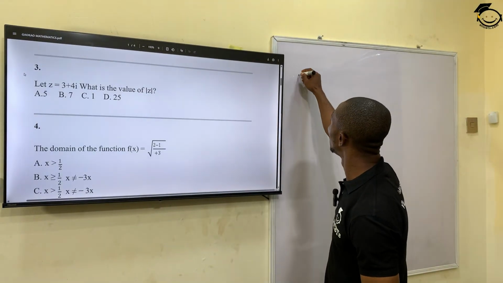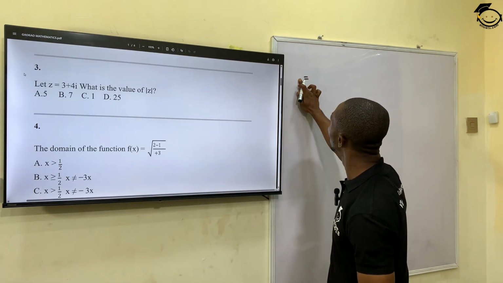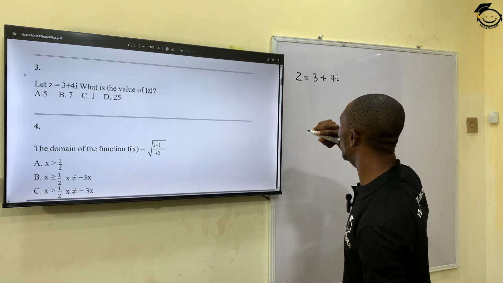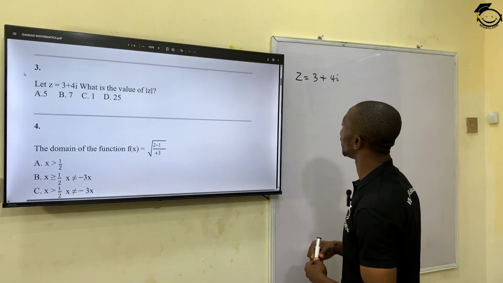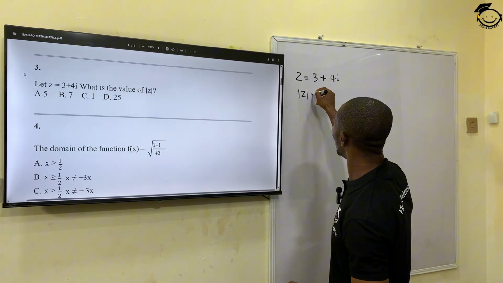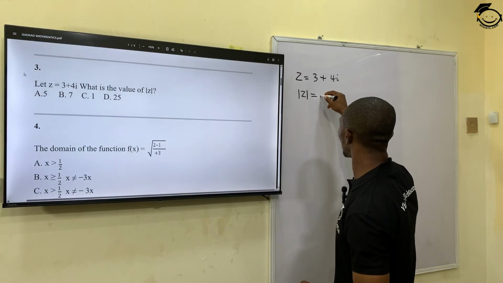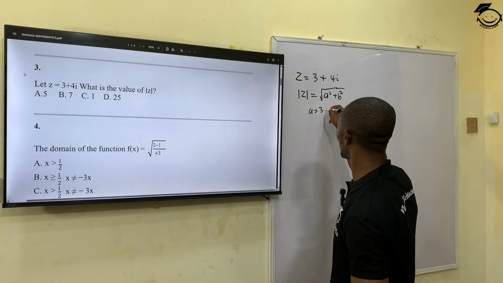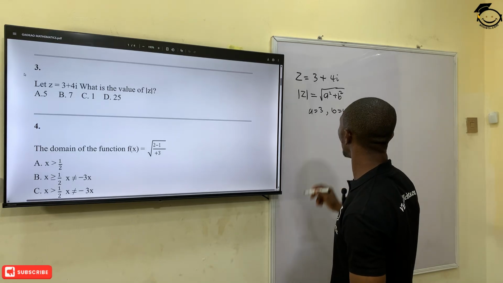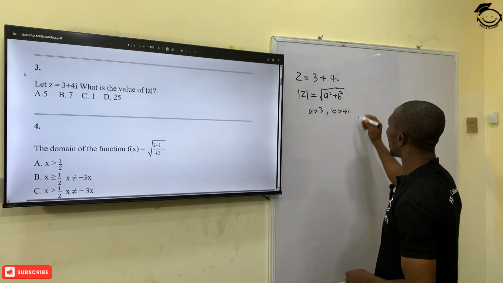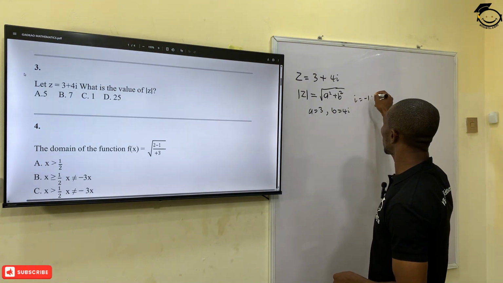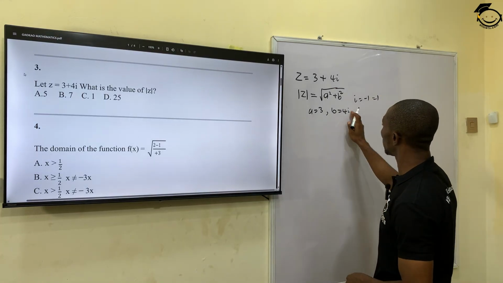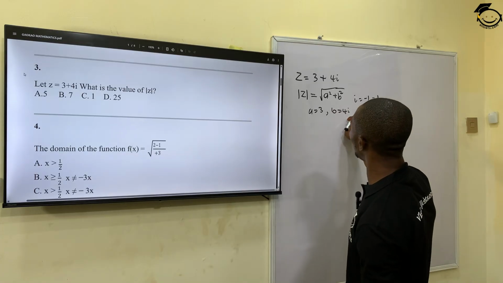Let z equal 3 plus 4i. What is the value of z? Now, for us to get the value of z, we'll be doing z equals root a squared plus b squared. Now, in this case, our a is 3 and our b is 4i. Now, we know that our i squared is minus 1, and minus 1 squared is still going to give us 1. So this is something like saying b to be 4.